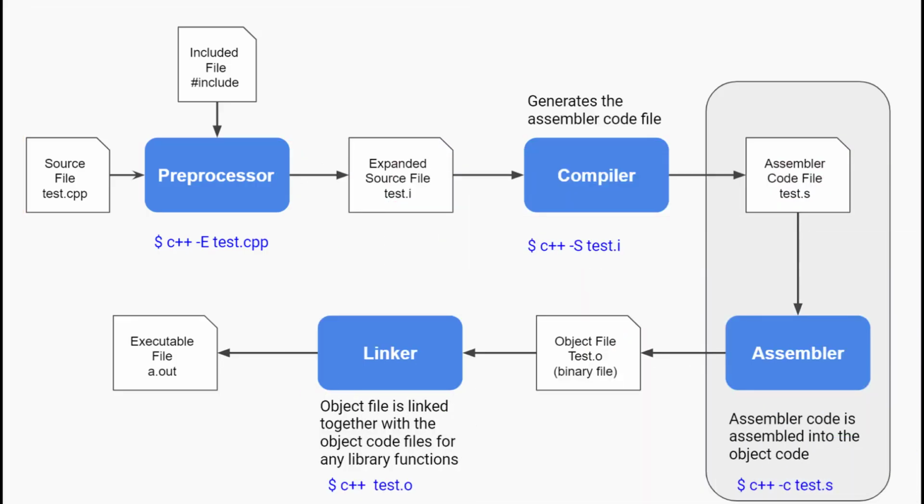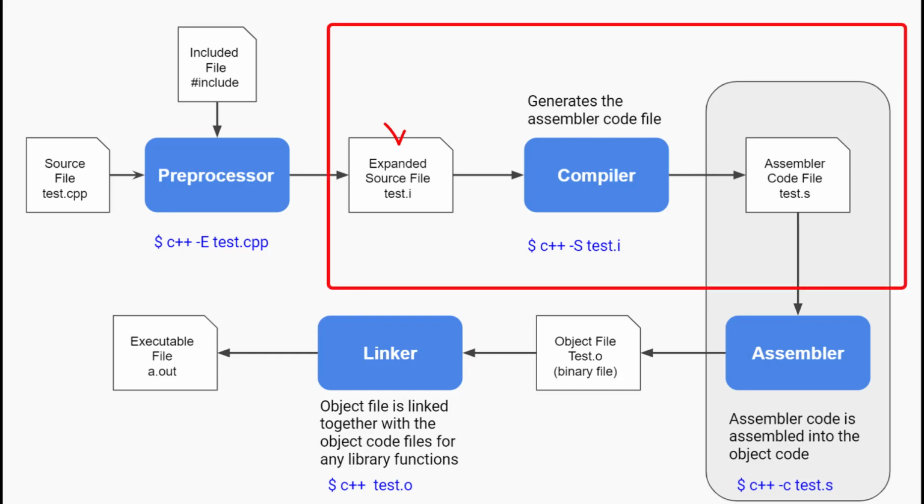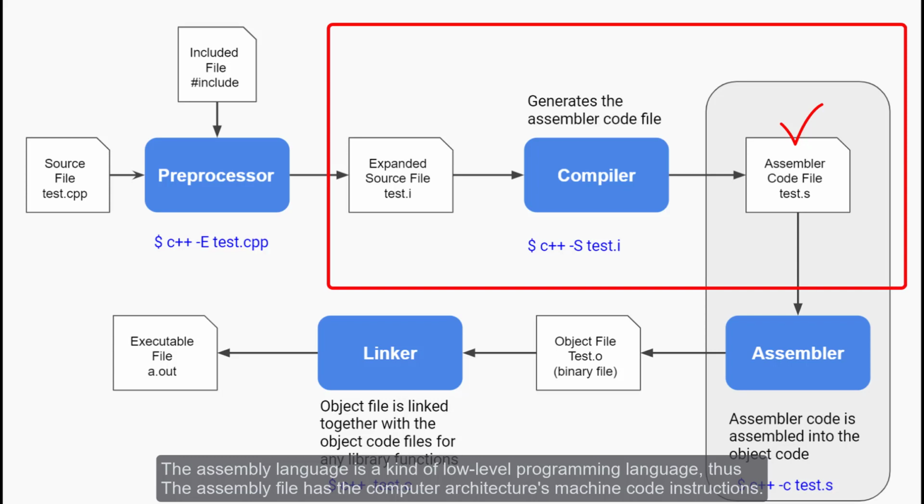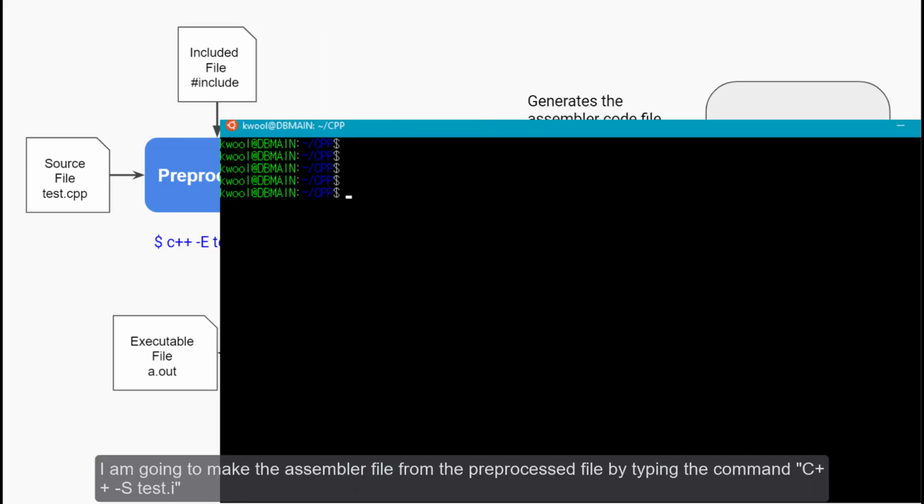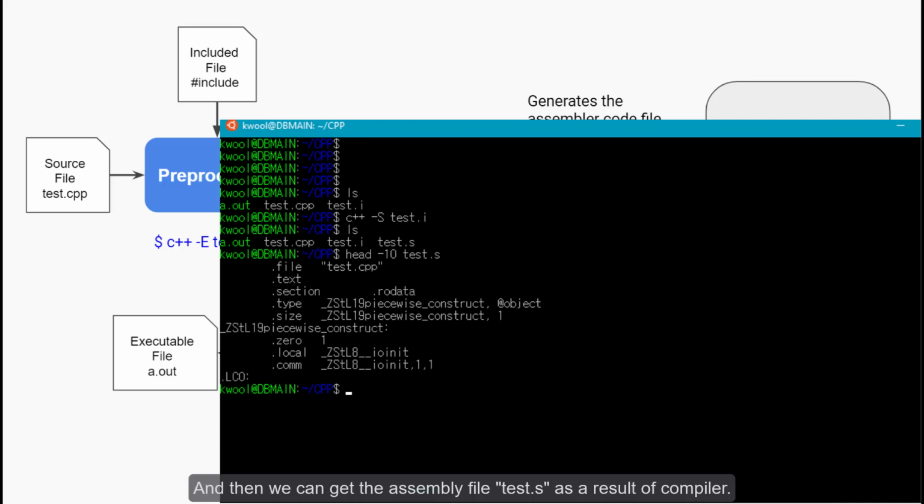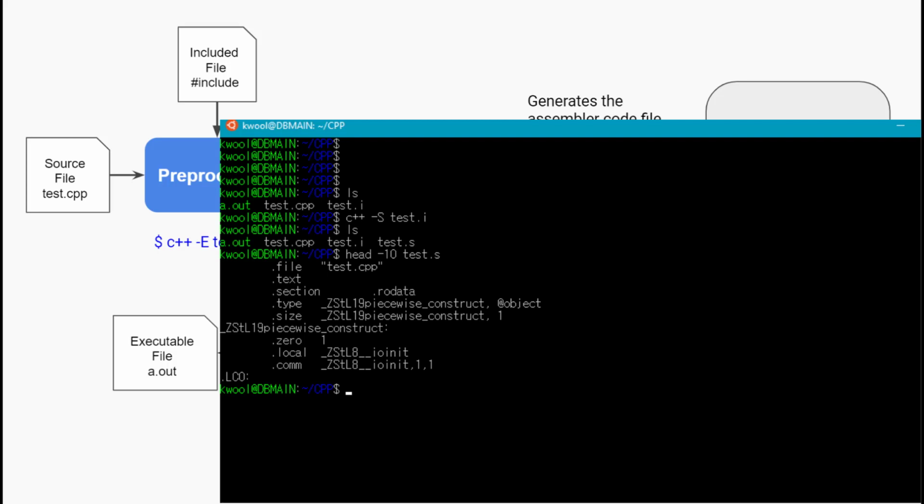The next step is compile. It takes the preprocessed file and then generates the assembler code file. The file extension of the assembly file is S. The assembly language is a kind of low-level programming language. Thus, the assembly file has the computer architecture's machine code instructions. I'm going to make the assembler file from the preprocessed file by typing the command C++ option capital S test.i. And then we can get the assembly file test.s as a result of the compiler.